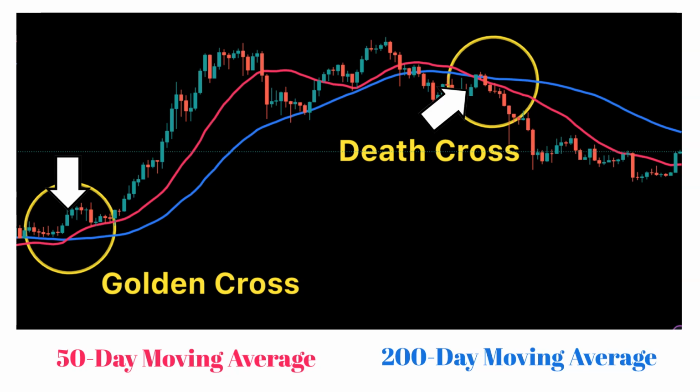In this example, I use a 50-day and 200-day moving average. A buy signal is generated when the 50-day period crosses above the 200-day period. And a sell signal is generated when the 50-day moving average is below the 200-day moving average.